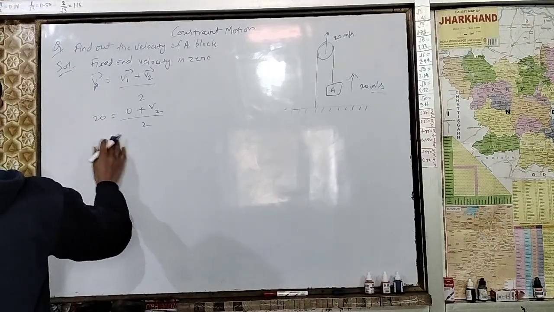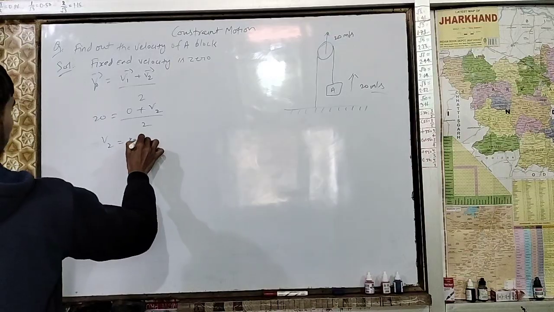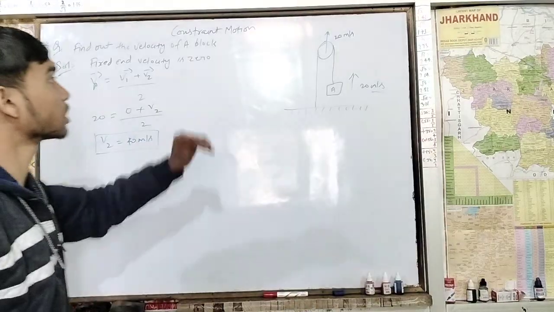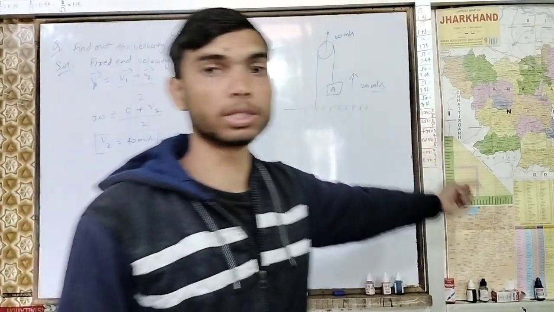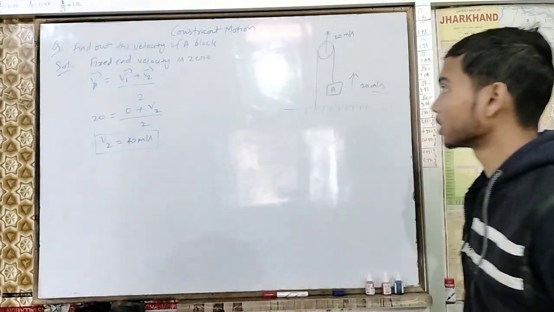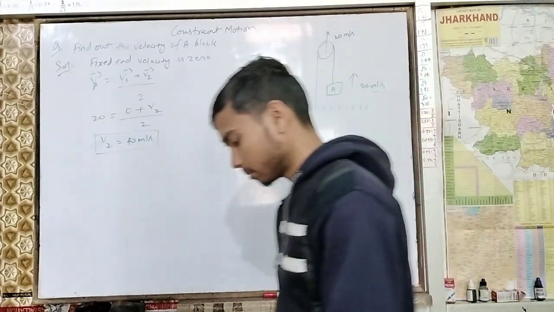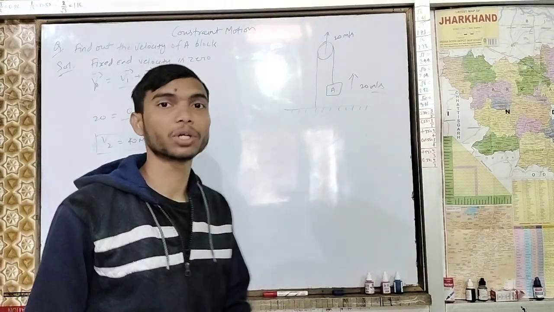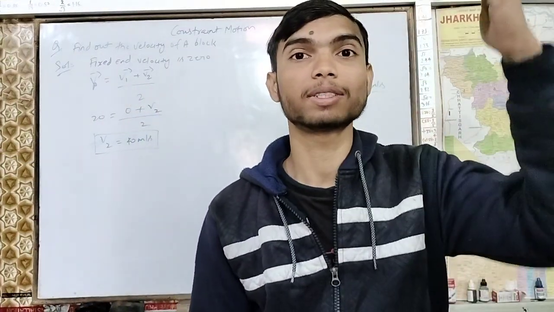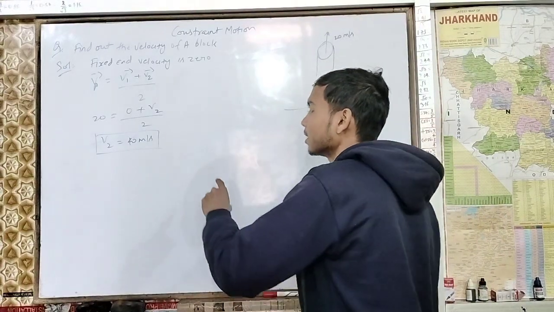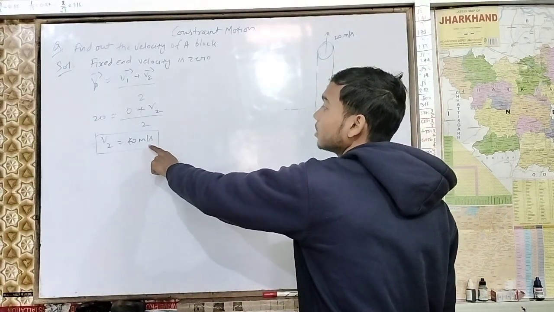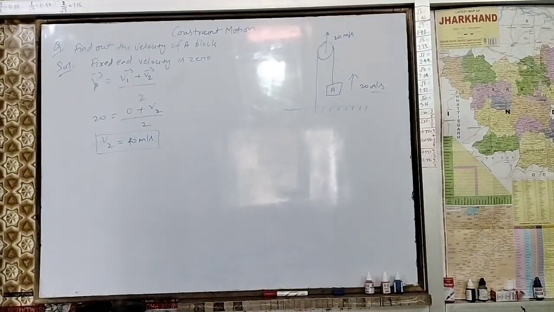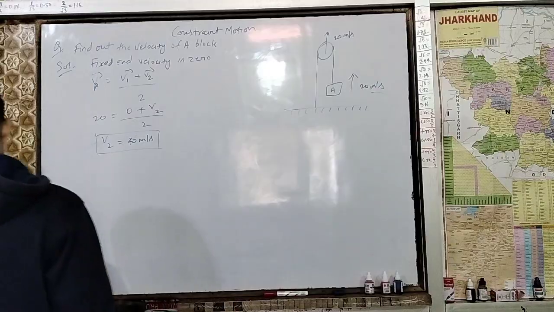V2 is equal to 40 meter per second. This is our answer. It means the block is also moving upward with the pulley system, with 40 meter per second. Clear? Upward. How did we recognize that this is moving upward? We recognize it with the help of the sign. Positive is for upward and negative is for downward.